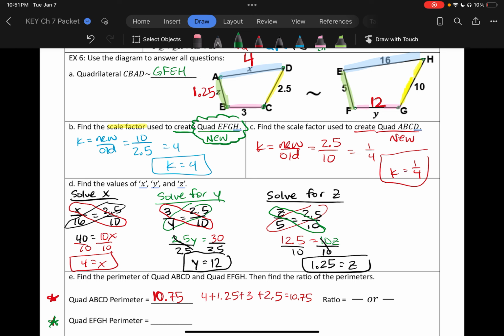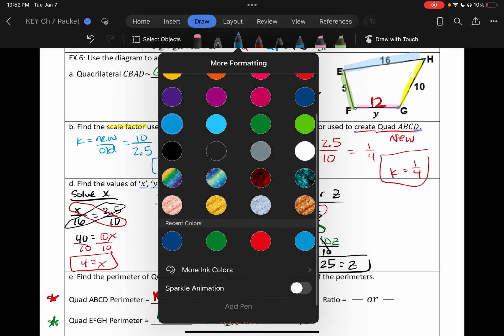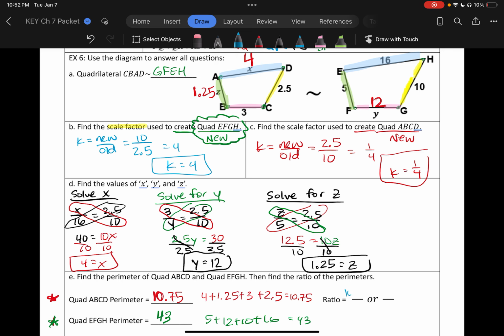Next, I'm looking at the perimeter of quadrilateral EFGH. So again, I'm adding up all the sides here, a little bit easier, numbers are a little nicer. We got 5 plus 12 plus 10 plus 16 gives us a perimeter of 43. So my perimeter here is 43. Okay, so if I want to answer the next part, it says find the ratio of the perimeters, right? The ratio of the perimeters is just going to be the first perimeter over the second one, or vice versa. So I can write this as 10.75 over 43. Or I can write this as 43 over 10.75.